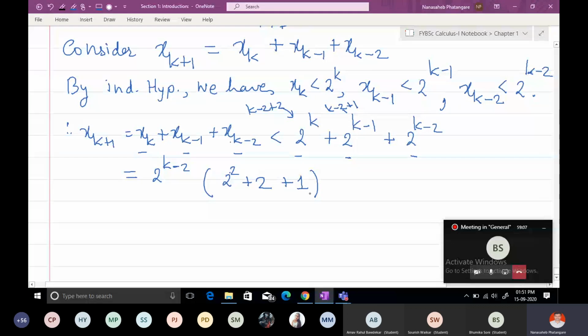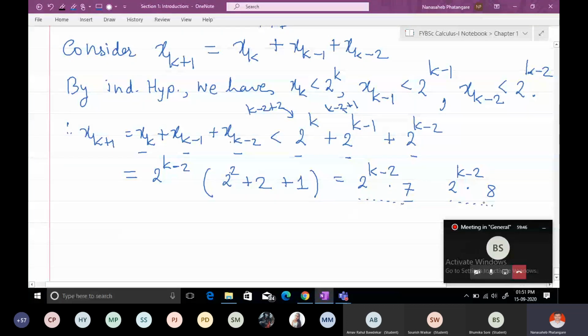Yes, sir. Very good. So this is 2 raised to k minus 2, and this bracket is 4 plus 3, that is 7, right? And now, if I keep 2 raised to k minus 2 as it is and replace 7 by 8, what will I get? Which quantity is larger? This is our previous quantity. This is the quantity which I obtained if I replace 7 by 8, the larger number, right?